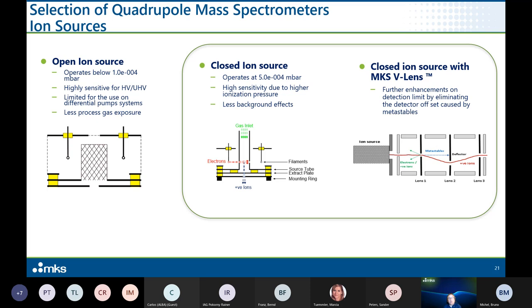And with that concept, we can achieve detection limits down to 10 to 20 parts per billion without buying a high performance mass spectrometer, which costs a lot of money. So the VLENS technique is a significant improvement in terms of detection limits on a mass spectrometer.